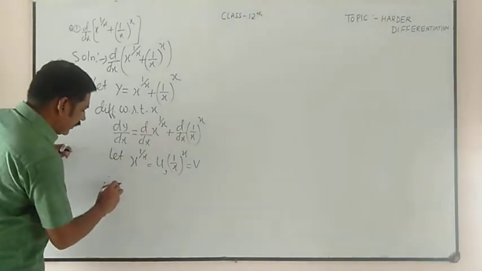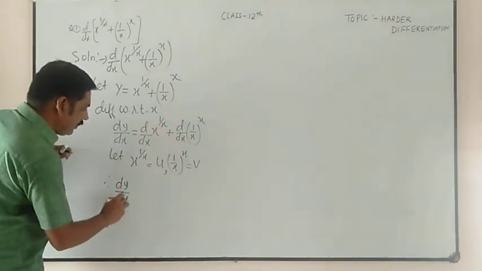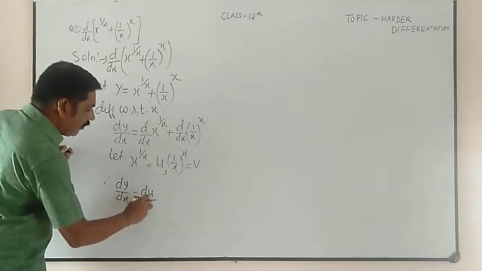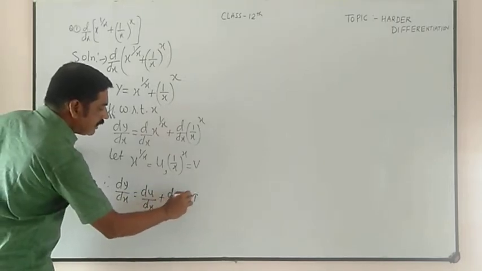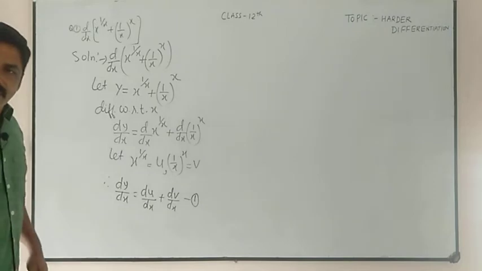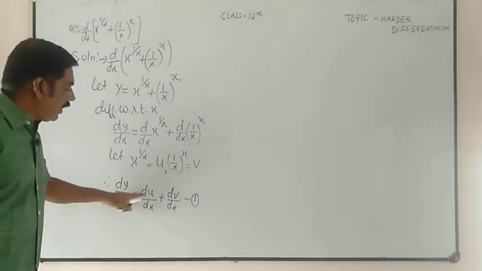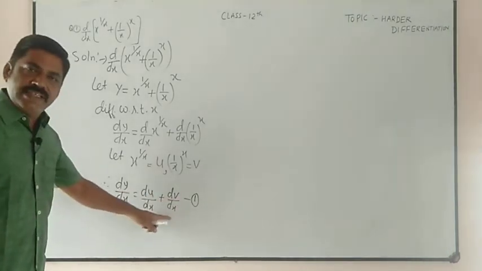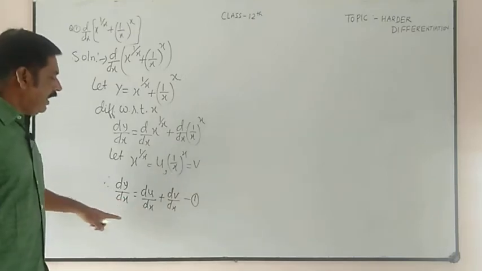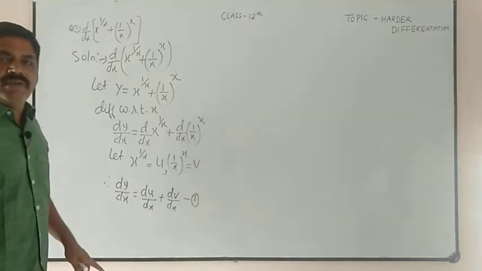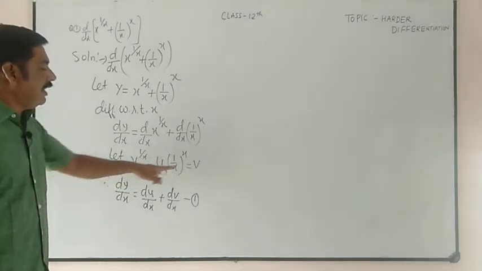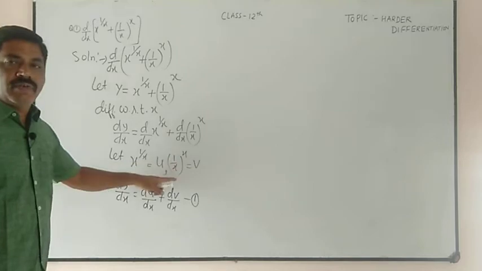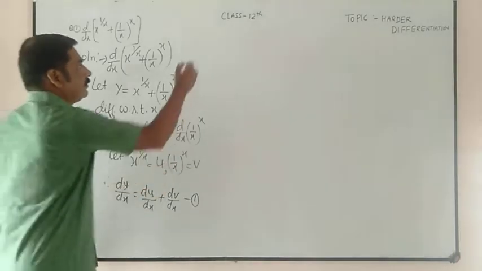So dy by dx is equal to du upon dx plus dv upon dx. This is equation number 1. Clear? Now we have to find the value of du upon dx and dv upon dx, and put it in equation number 1, with the help of u is equal to x raised to 1 upon x and v is equal to 1 upon x raised to x.